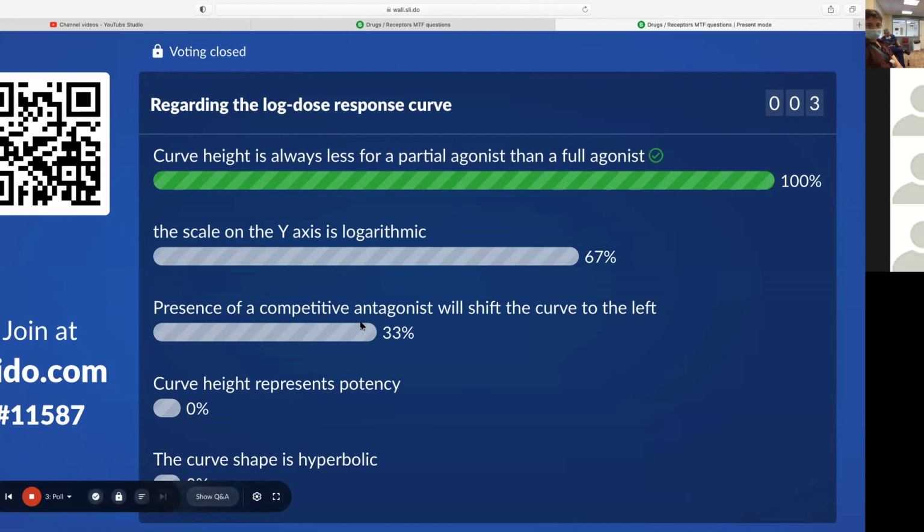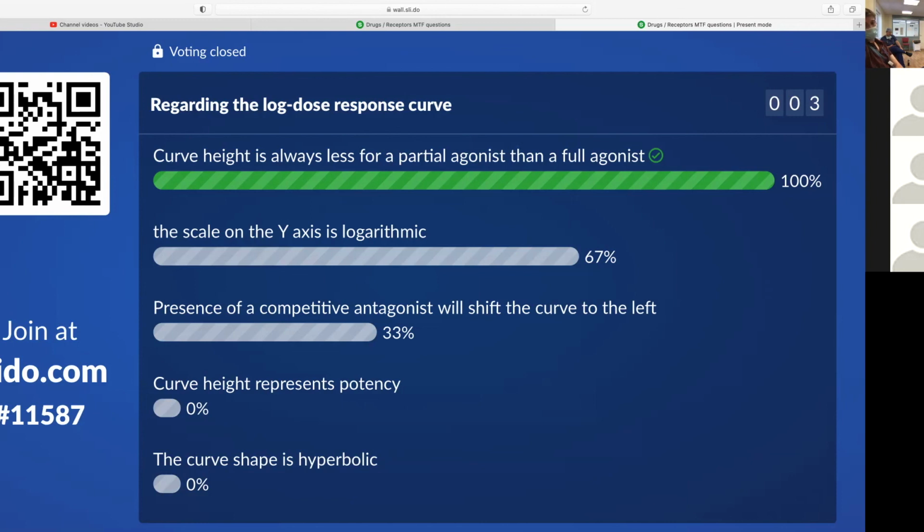Presence of a competitive agonist will shift the curve to the left. No. Exactly. So what does a competitive antagonist do? It sits on the receptor and prevents the agonist from creating an effect. Which means that it's shifted to the right, because the dose is on the x-axis. So with a competitive antagonist, you're going to need more of the agonist to get an effect. Therefore, the shift is to the right. Absolutely perfect.